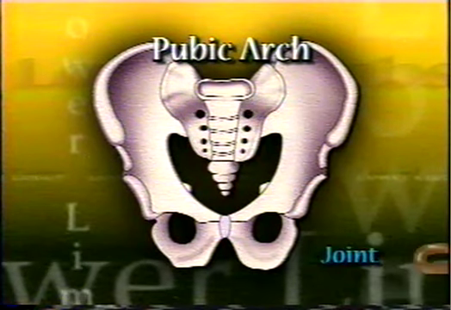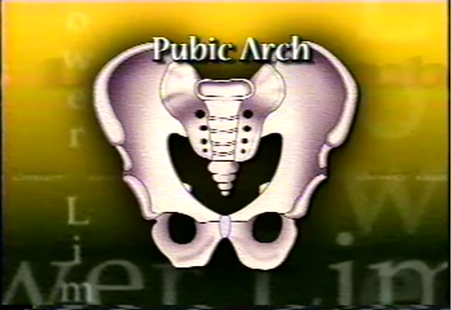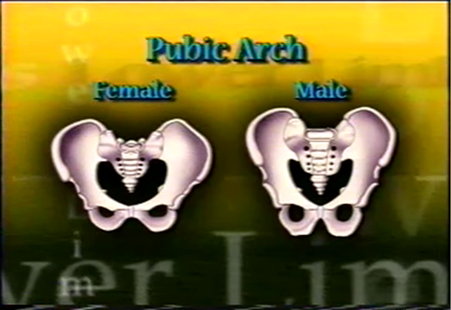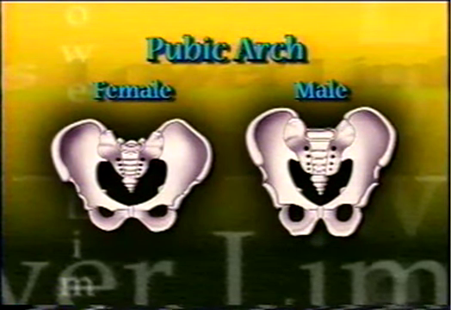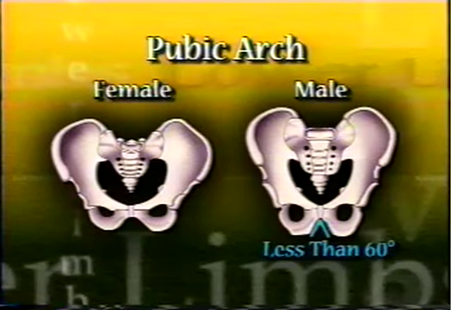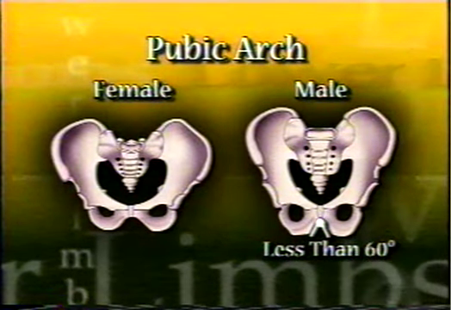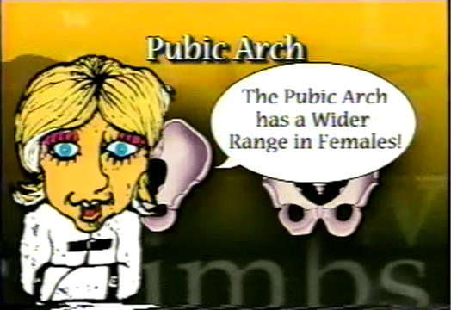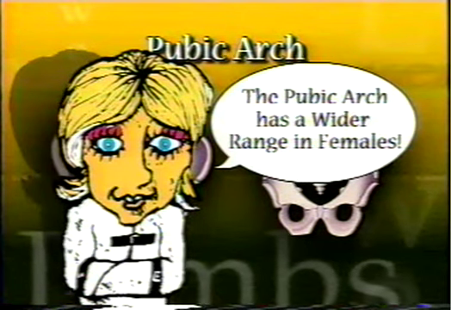But don't worry about joints now. We'll talk about them later. The pubic arch can be used to identify a person's sex. This is because the angle of the pubic arch in males is less than 60 degrees, and the angle in females is greater than 80 degrees. The pubic arch has a wider range in females.